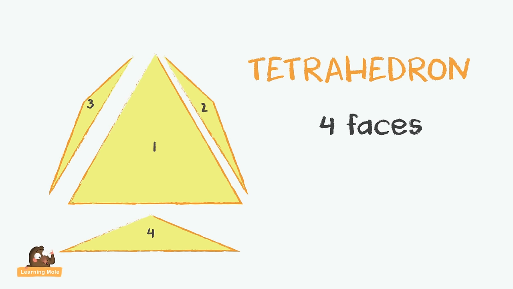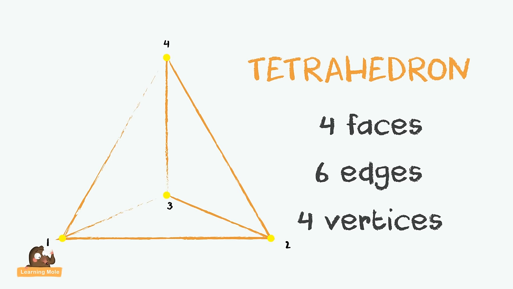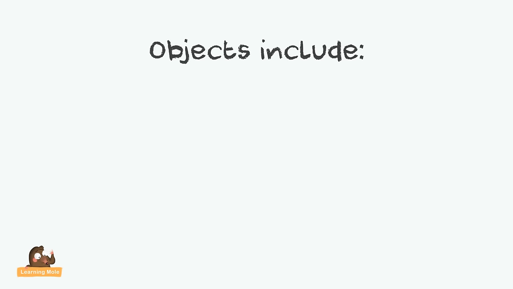Tetrahedron. A tetrahedron has 4 faces, 6 edges, 4 vertices. Objects include candles and kites.